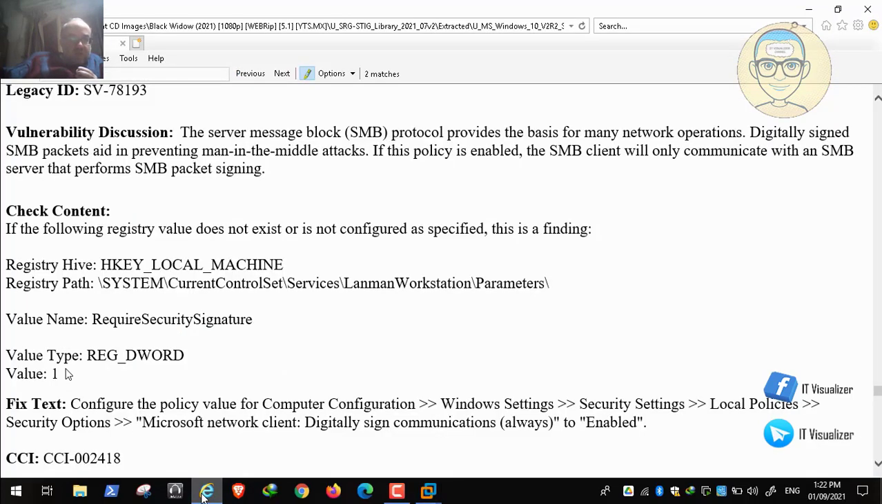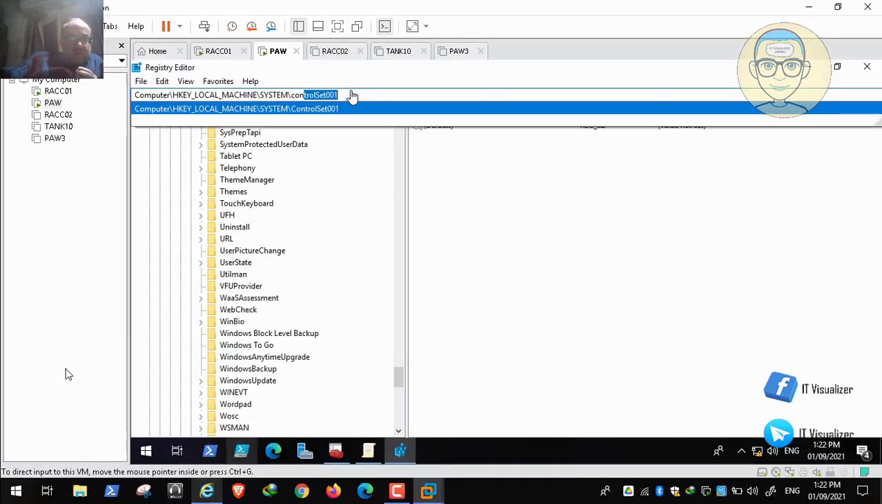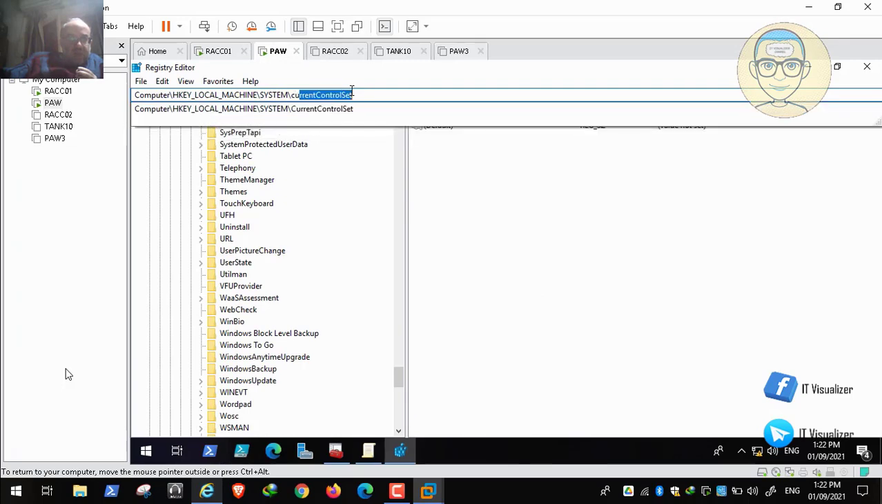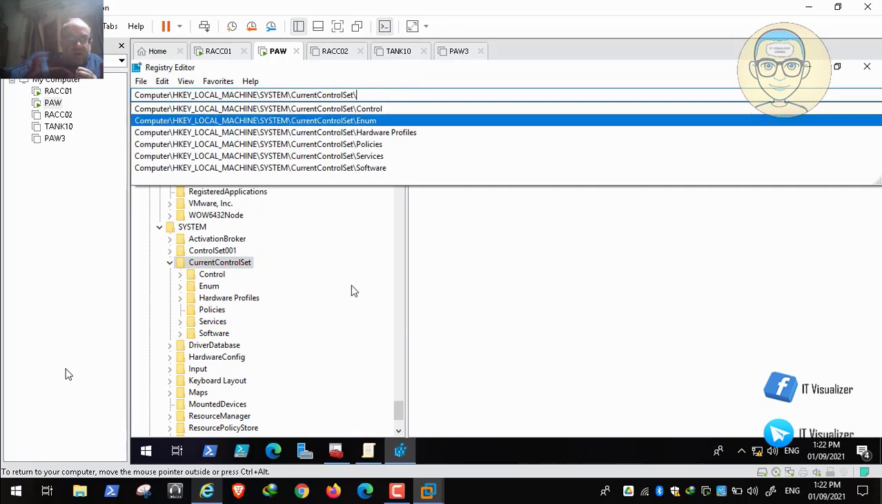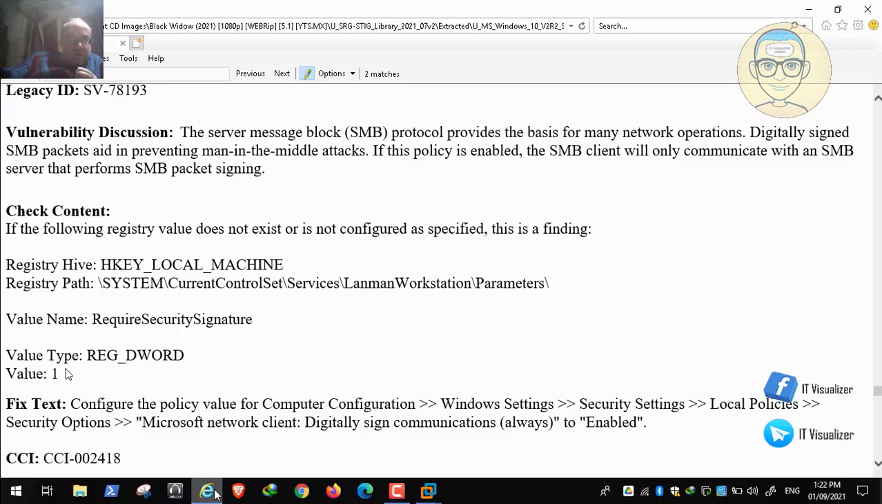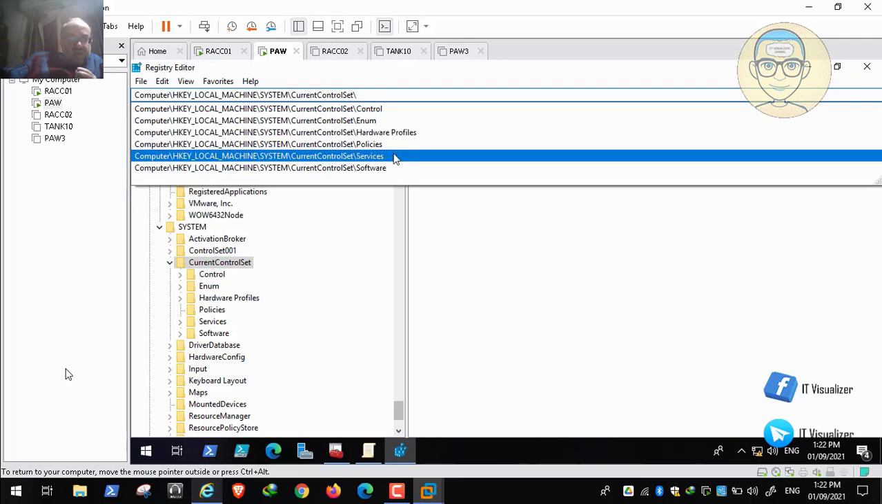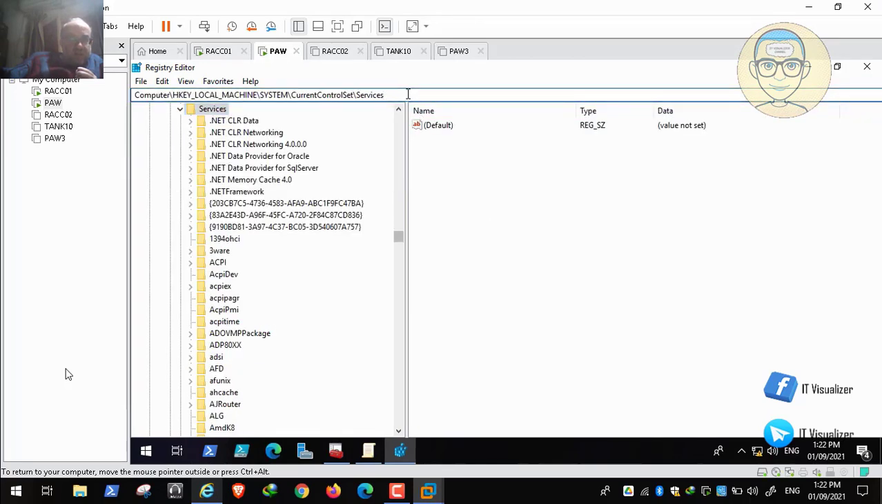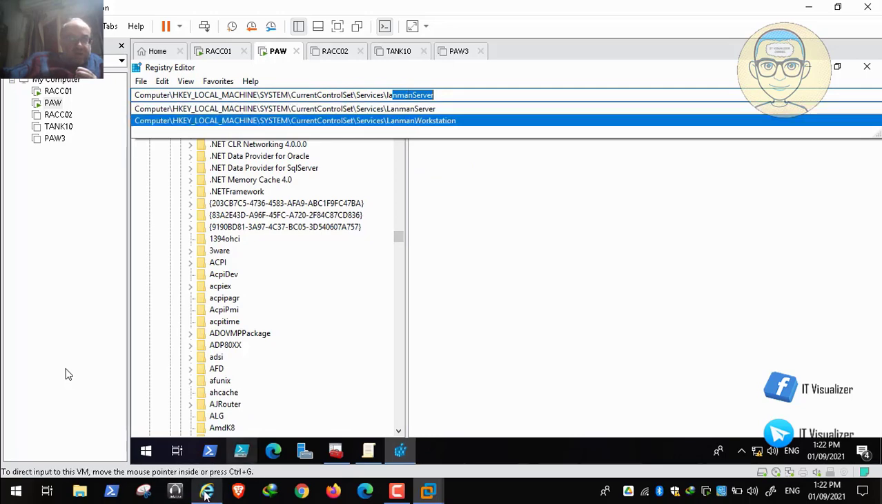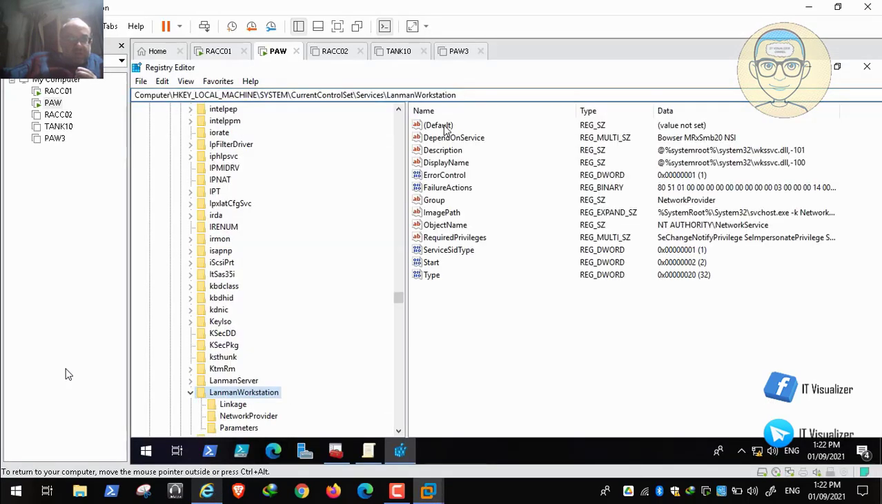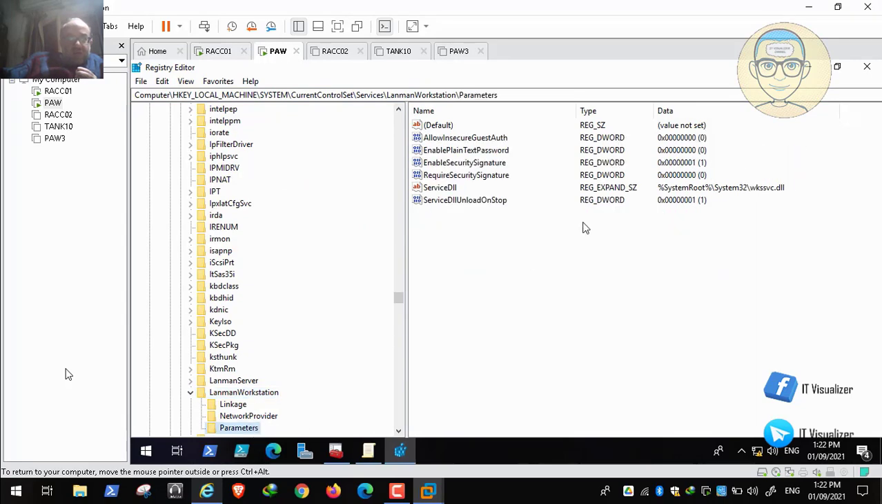Here we can go to CurrentControlSet, System, CurrentControlSet. So we can go back one step to CurrentControlSet, and then we can go to, I think, Control, maybe no, LanmanWorkstation Services, then LanmanWorkstation. Okay, here we can see how easily I can navigate from the search box. Okay, LanmanWorkstation, then we go to Parameters. Okay, go to Parameters, yes, and see if we have this key.